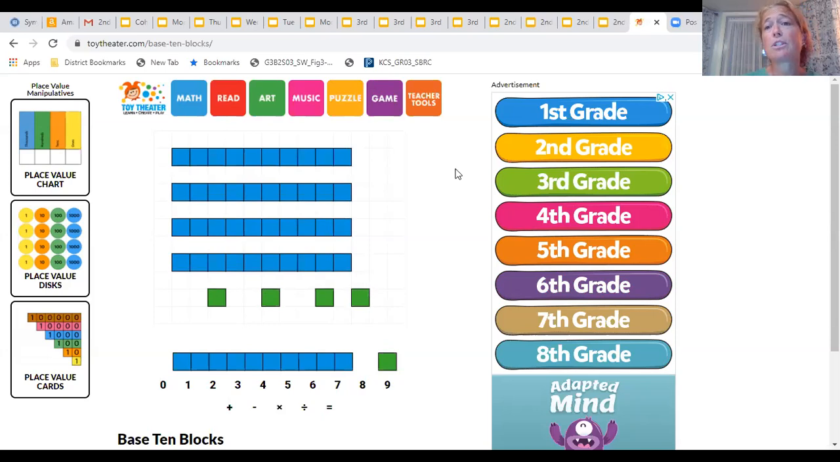All right, so that was just a quick review to make sure we're understanding base 10 blocks. We are going to then be continuing to work on adding those base 10 blocks together.